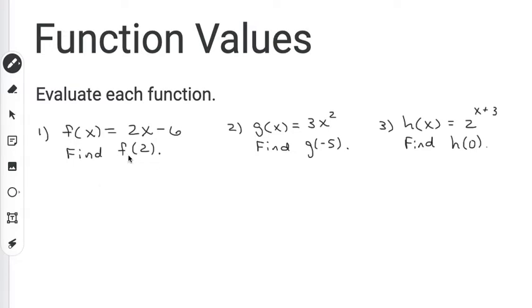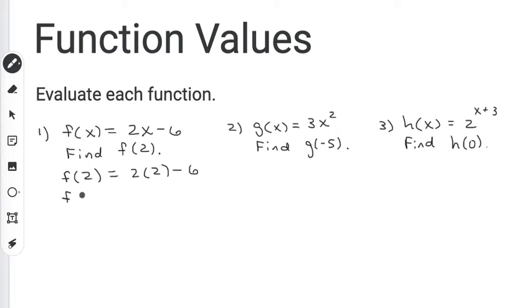So what that means is I'm going to replace this x with a 2. Everywhere I see an x, I'm going to replace that with a 2, and then I'm going to evaluate the expression. So for the first one, I need to find f of 2. I start off by writing f of 2, and I'm going to replace every single x with a 2. So I'm going to have 2 times 2 minus 6. Notice that when I replace the x with a 2, I'm putting that 2 inside parentheses, so I don't confuse it with this 2 out in front.